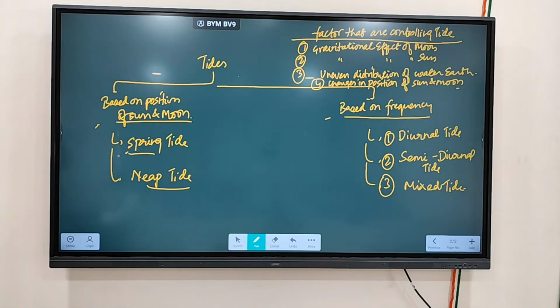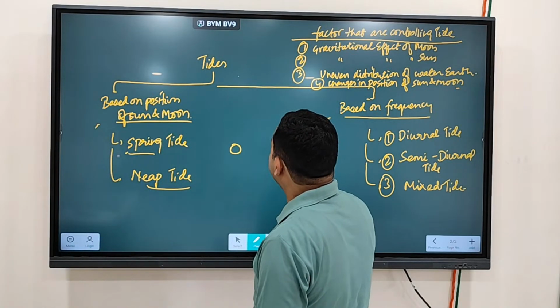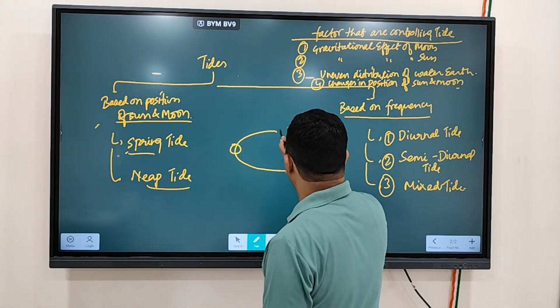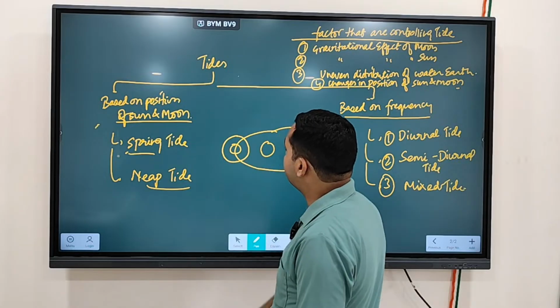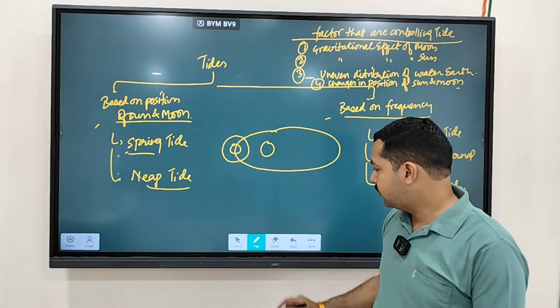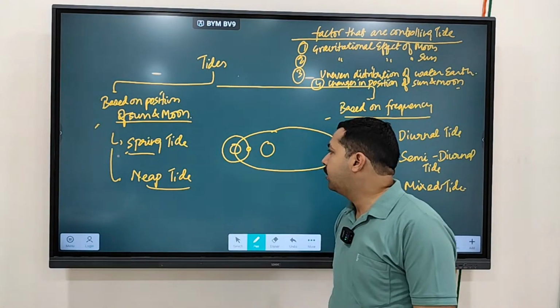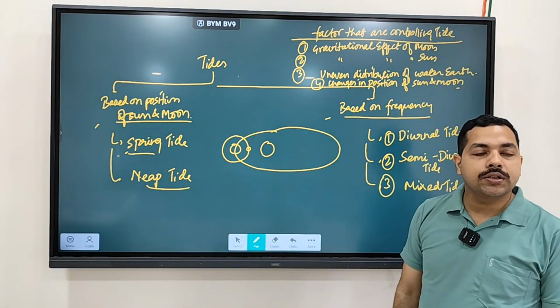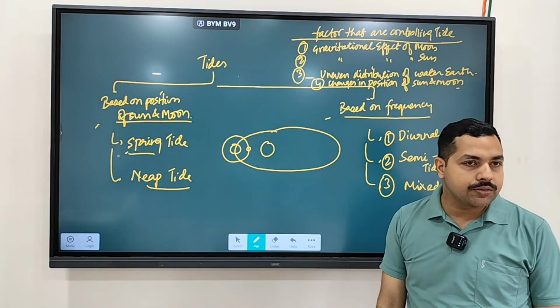So based on position of sun and moon, you are seeing two things. One is called the spring tide, another is called the neap tide. We discussed just now that earth is revolving around the sun, and the moon is revolving around earth. So let's say the moon position is like this, the sun position is like this and earth position is like this. Moon is revolving and has come into this particular position. Clear?